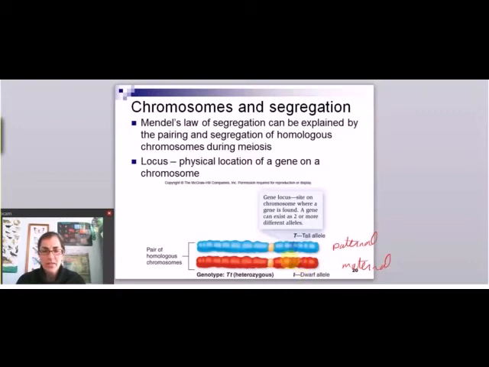So for example, in this position, on both members of the homologous pair, we have the gene for plant height. And the plant can have a tall allele or a dwarf allele for plant height in this location. In this case, this is a heterozygote, so they have a copy of the tall allele and a copy of the dwarf allele in that homologous pair.